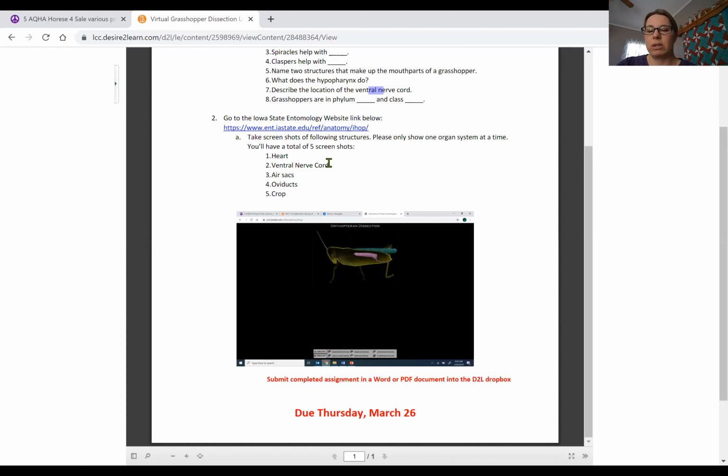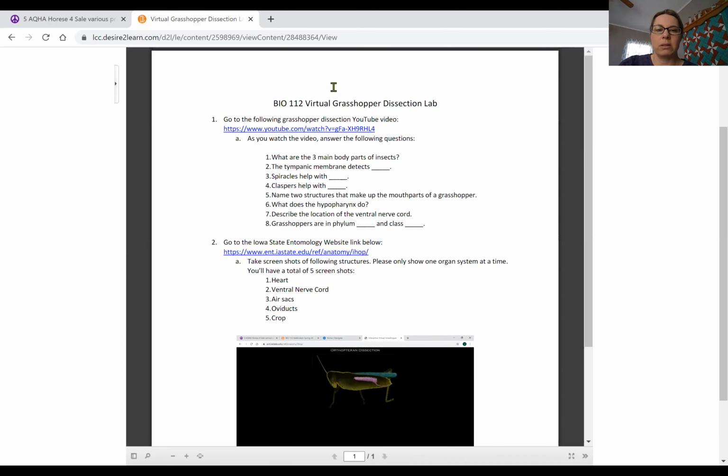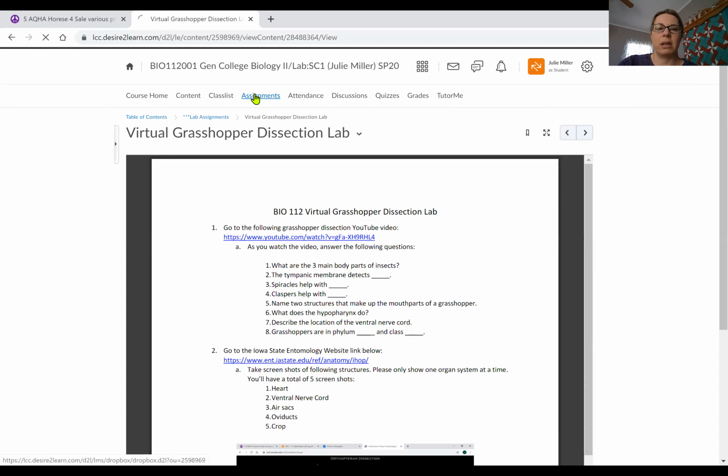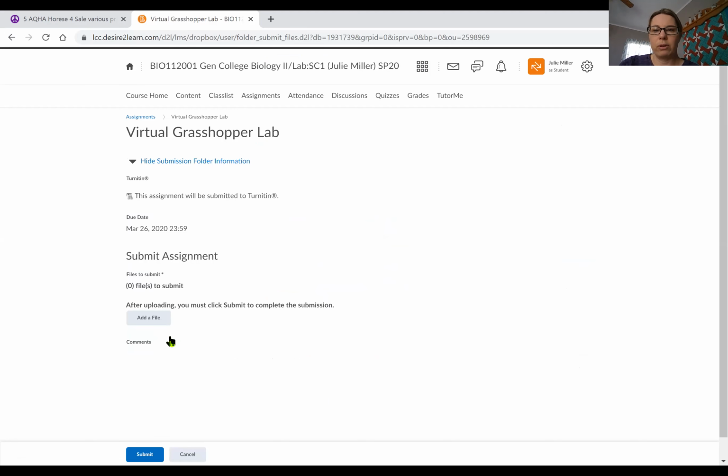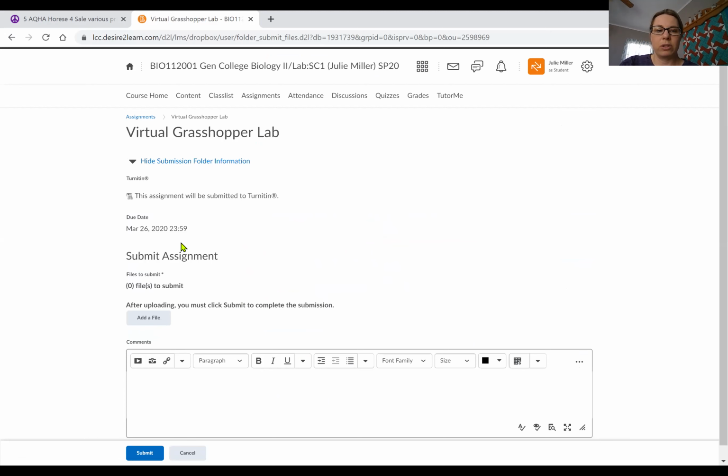But you'll have 5 screenshots and the answer to those 8 questions in a Word or PDF or some type of document. Okay, if you want to print it off and take a picture of it, however it works, you will take that document and upload it into assignments, into this Grasshopper virtual lab, and upload it here. This is going to be due, as you can see here, March 26th. So Thursday, March 26th by 11:59 p.m.